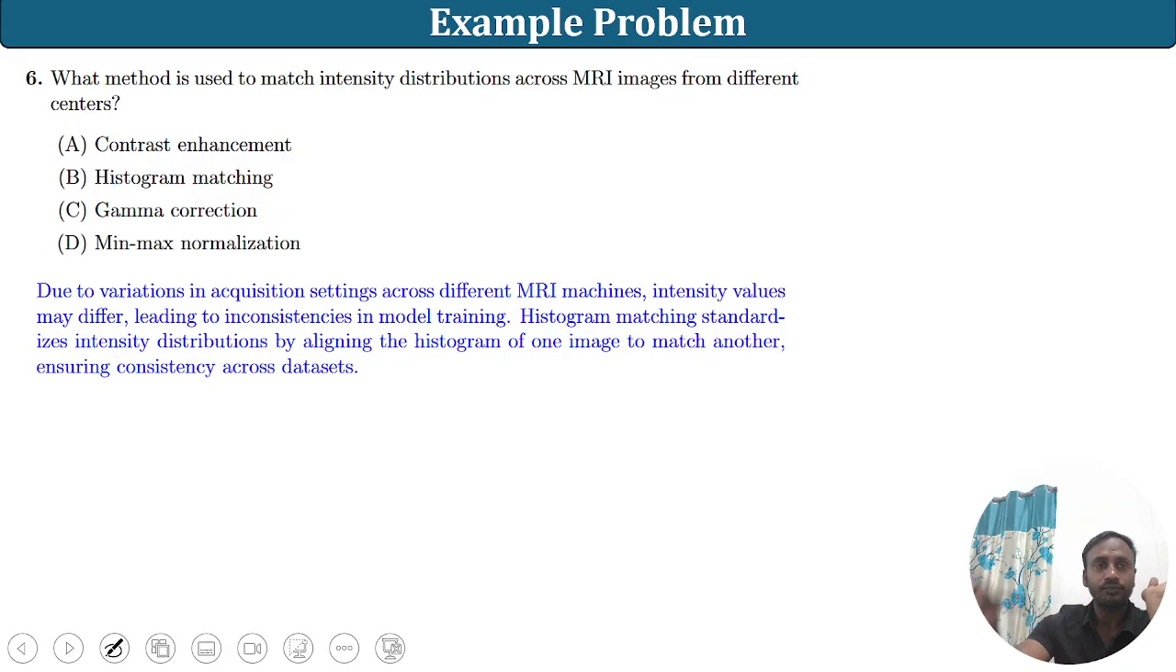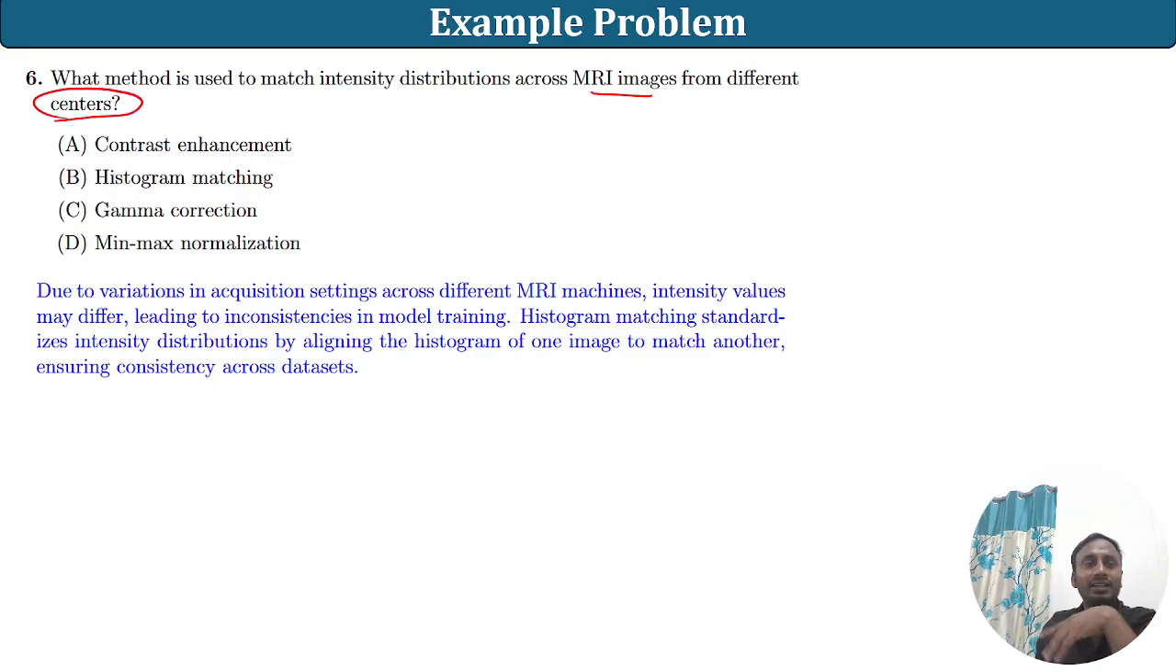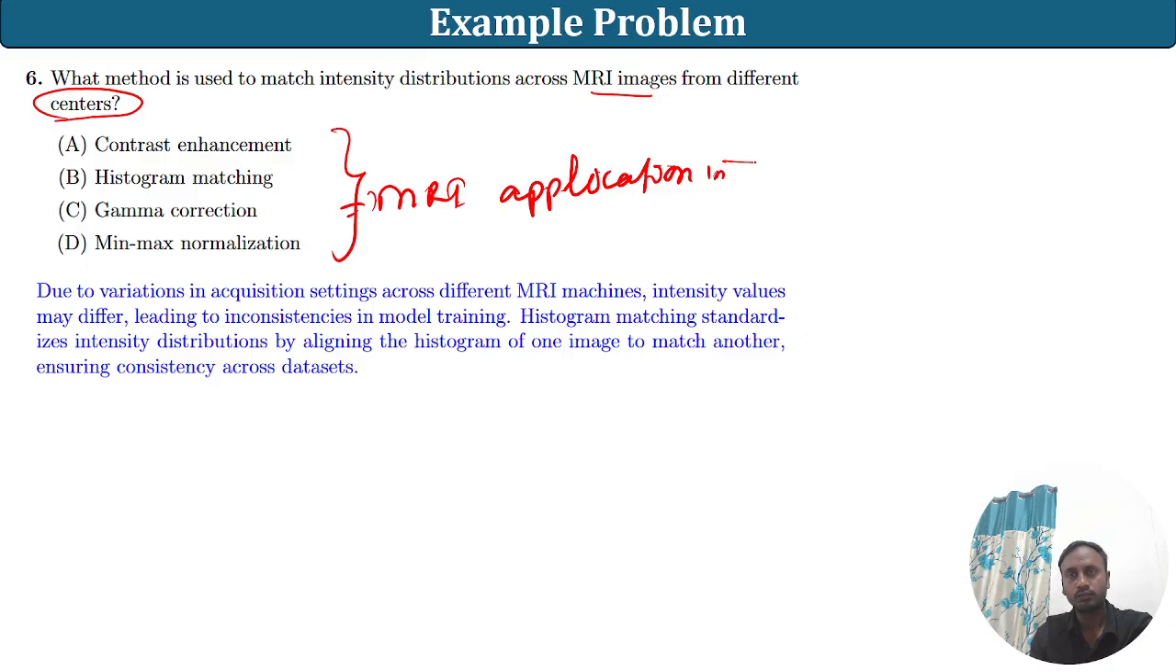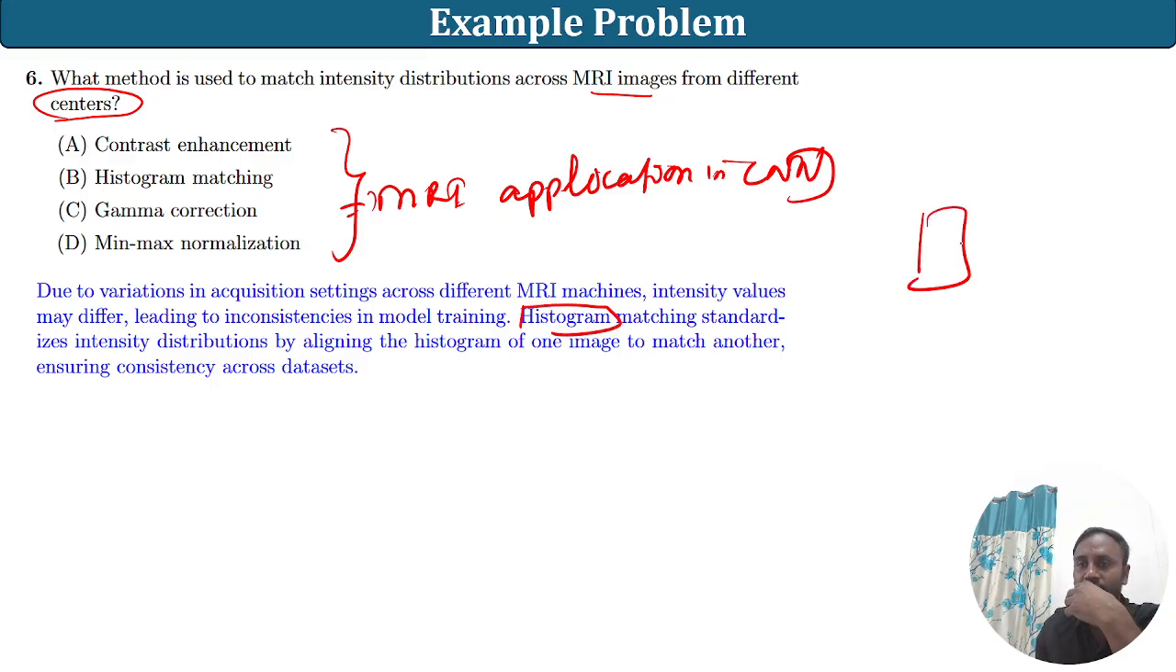What method are we going to use to match intensity distribution across the MRI images from the different centers? Actually, it's going to be histogram only. This one we will talk about in the next class, for the MRI application with CNN. So we're going to use the histogram. The histogram is going to give the intensity distribution.